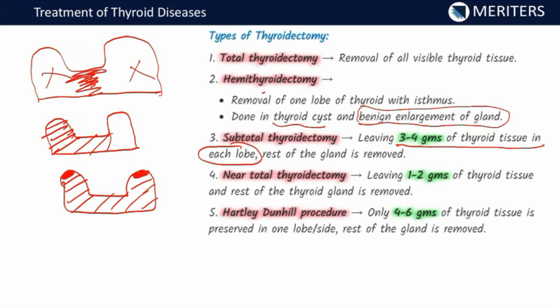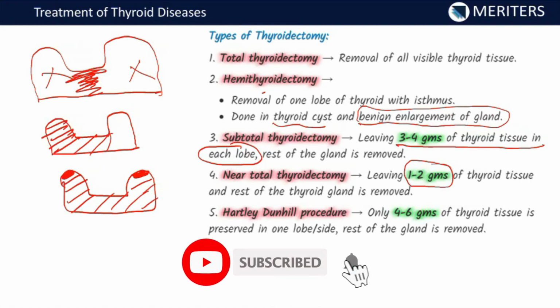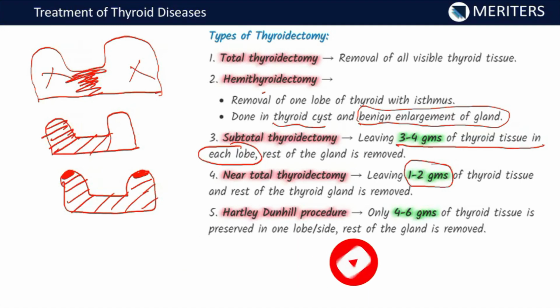Next is near total thyroidectomy. Now, near total, leaving 1 to 2 gram of thyroid tissue and rest of the gland is removed. So, in near total, we just keep 1 to 2 gram of thyroid tissue in one of the lobes. Okay. Then you have Hartley-Dunhill procedure. What is that? Only 4 to 6 gram of thyroid tissue is preserved in one lobe, per side, and rest of the gland is removed. So these are very important for your exam.